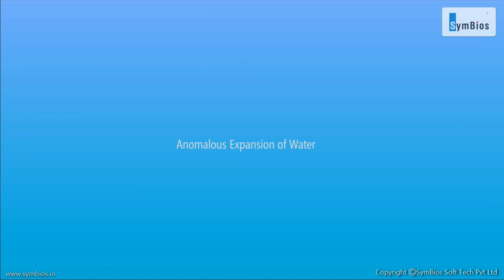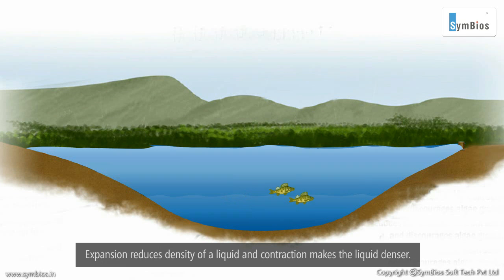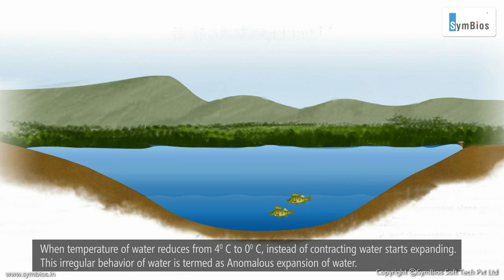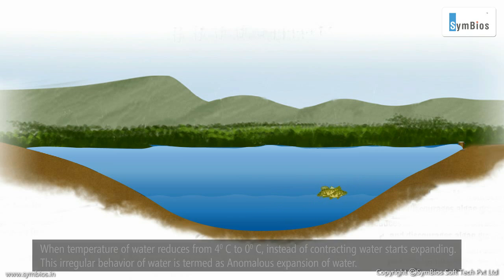Anomalous expansion of water. Generally, expansion reduces the density of a liquid and contraction makes the liquid denser. When the temperature of water reduces from 4 degrees Celsius to 0 degrees Celsius, instead of contracting, water starts expanding. This irregular behavior of water is termed anomalous expansion of water.